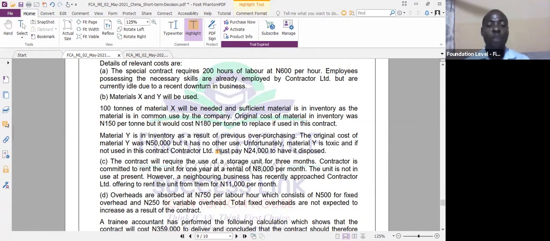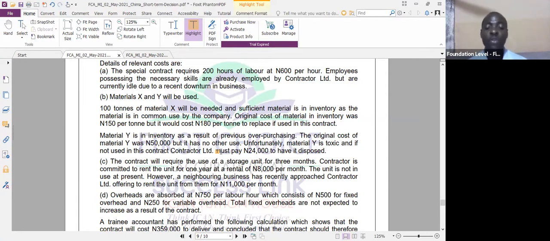Contractor is committed, so he's still committed to pay the rent for 1 year at a rental of 8,000 naira per month. Now that's a committed cost. You don't make any decision on it. The unit is not in use at the present. However, a neighboring business has approached Contractor Limited, offering to rent the unit for 11,000 naira per month.